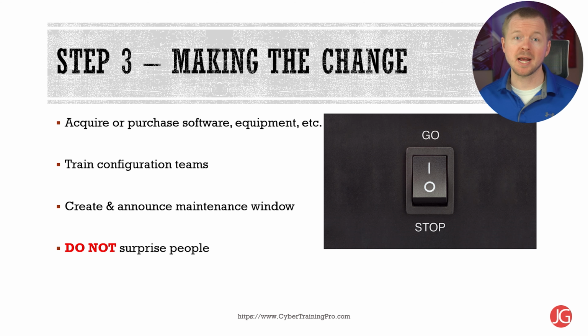Step 3, making the change. Now that the change is approved by the board, you've got to go purchase or acquire the necessary software, equipment, or whatever you need. Configuration teams need to be trained or informed of what needs to be changed. Change committees also need to provide a maintenance window to give enough time for changes to take place and to be tested. If there's any downtime required, that'll also have to be addressed with the maintenance window. You must make sure that any people that are going to be affected receive a notification of that maintenance window and downtime. We don't want any of them to be surprised.